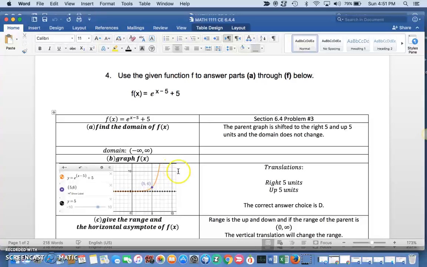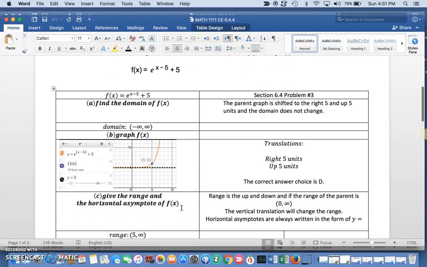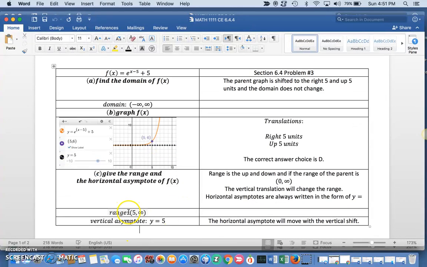Well, since you went up 5, what is that going to be? The range is going to be from 5 to infinity. You no longer have a vertical asymptote. What kind of asymptote are you going to have? You're going to have a horizontal asymptote, and it's going to be at y equals 5. So that is the horizontal asymptote. It moved with the vertical shift.